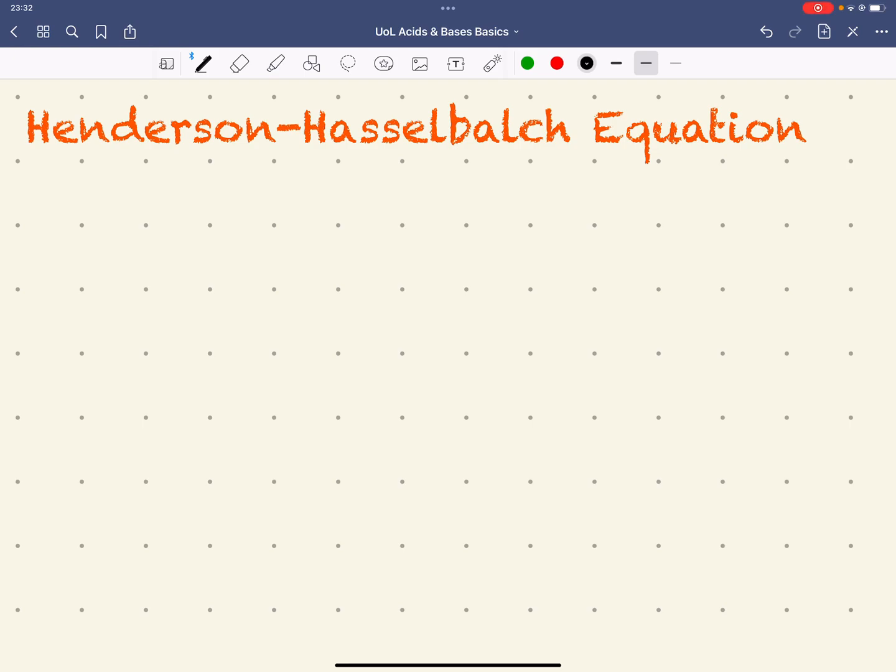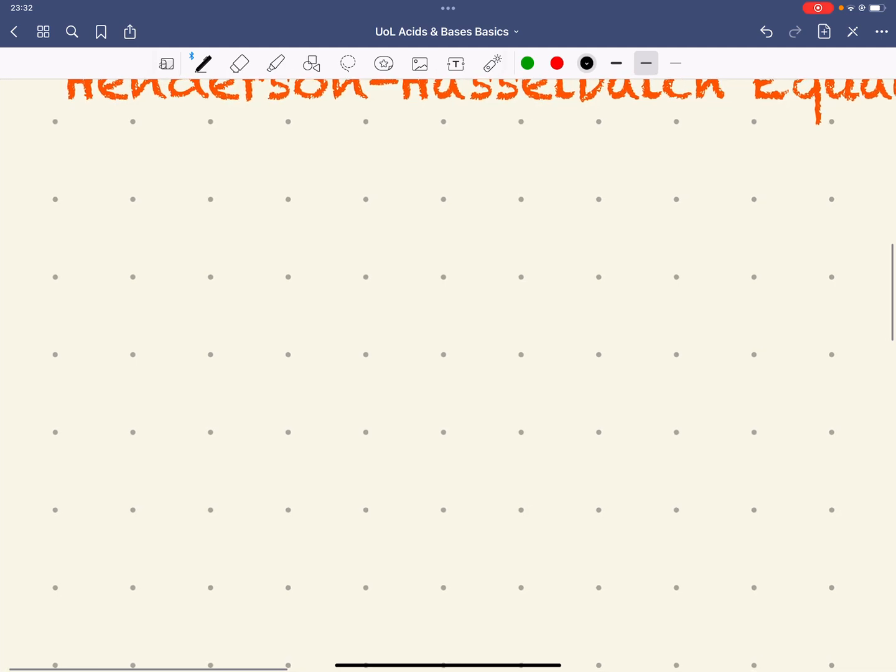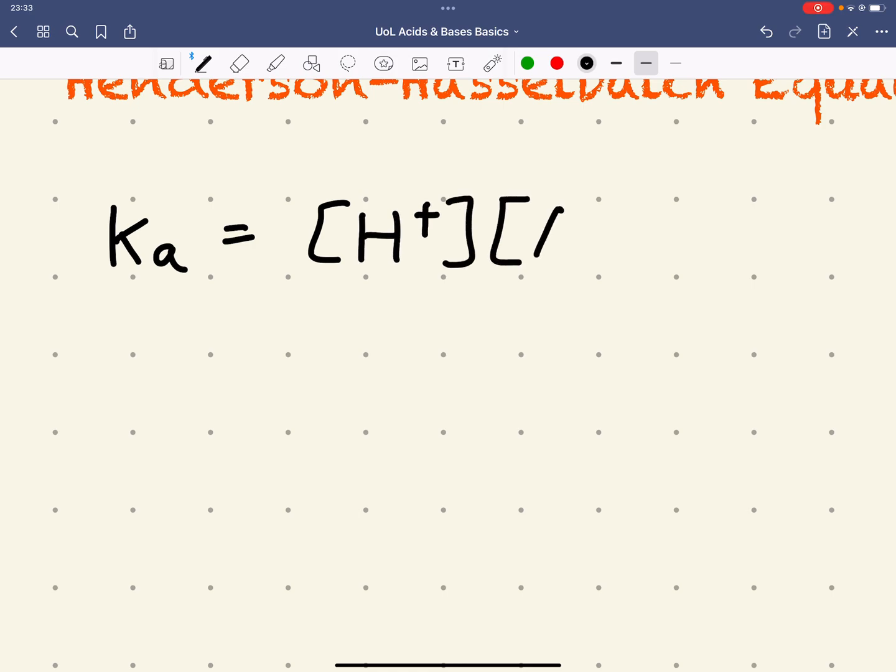Here we're going to look at the Henderson-Hasselbalch equation and how it's derived. Obviously, the Henderson-Hasselbalch equation is a very useful equation and it allows us to work out the pH of a buffer. We're going to look here at acidic buffers, and if we look at the acid dissociation constant, that's equal to the concentration of hydrogen ions times the concentration of your salt ions divided by the concentration of your weak acid.